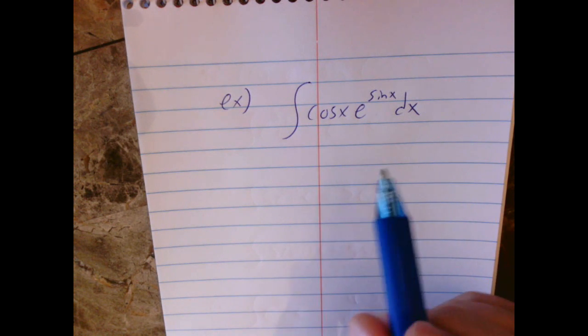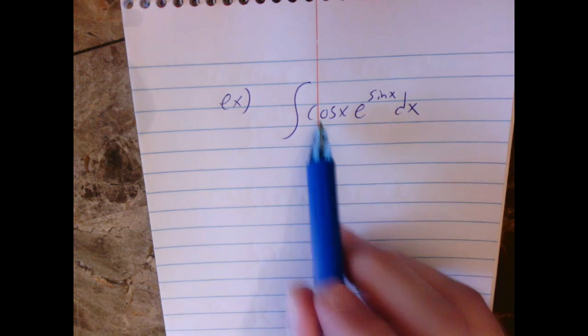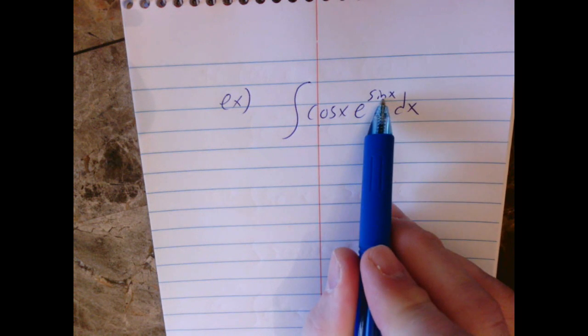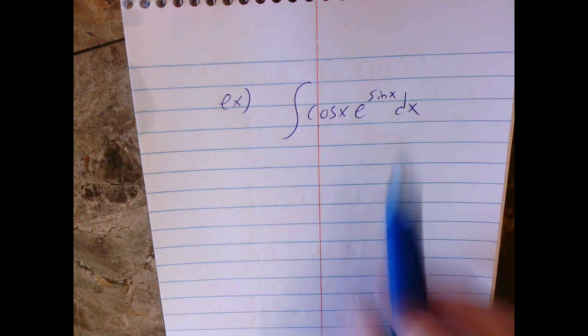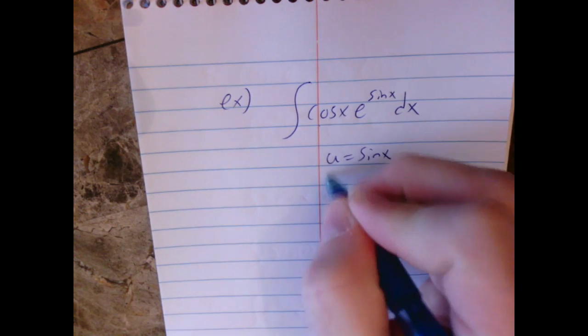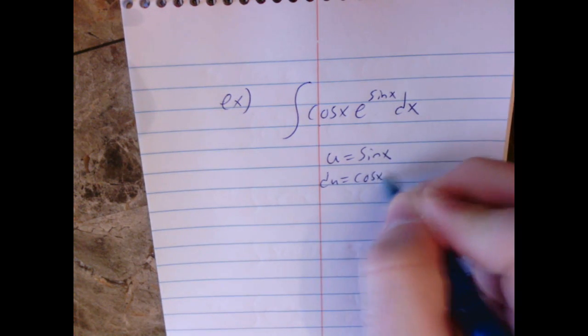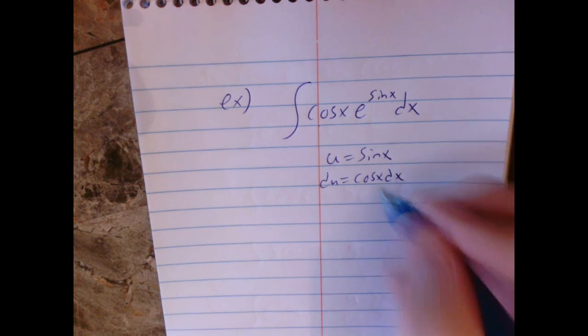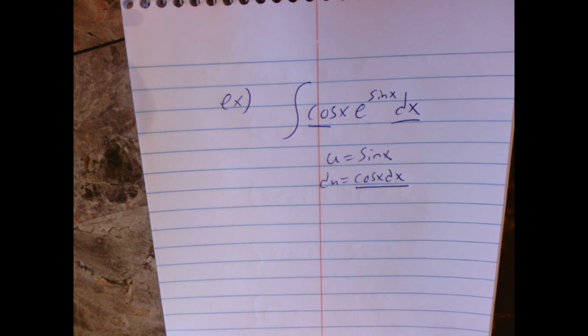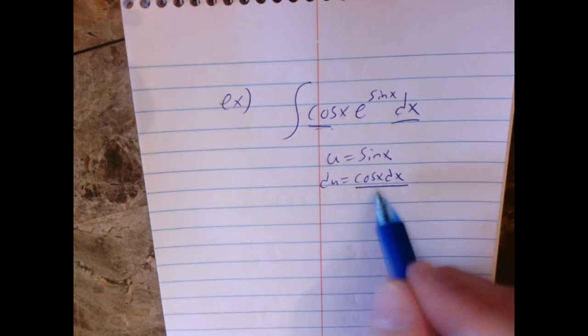So I'm going to focus on the thing that's causing the most trouble. This is causing trouble for sure, but I think the fact that our power for e is something other than just x is causing even more trouble. So I'm going to let u equal sine x. So du is cosine x dx. Well, how convenient. This cosine x dx we have. That entire piece right here, this cosine x dx is right here.